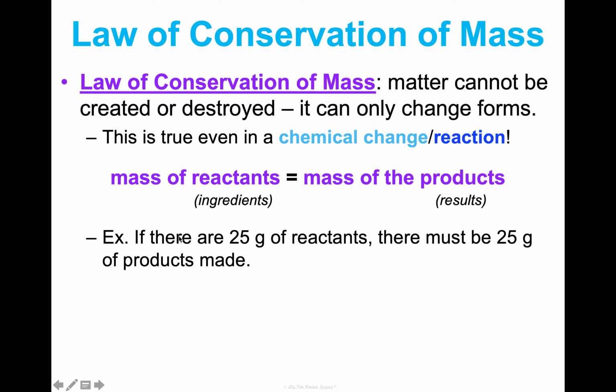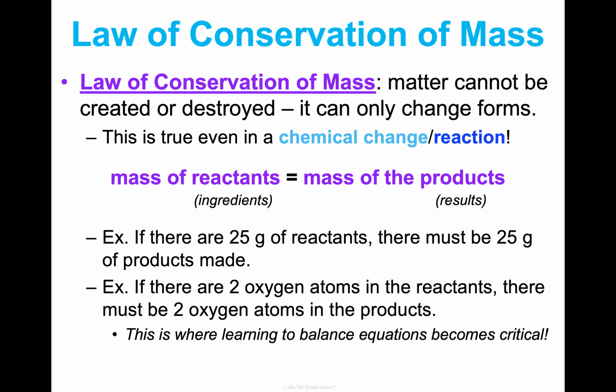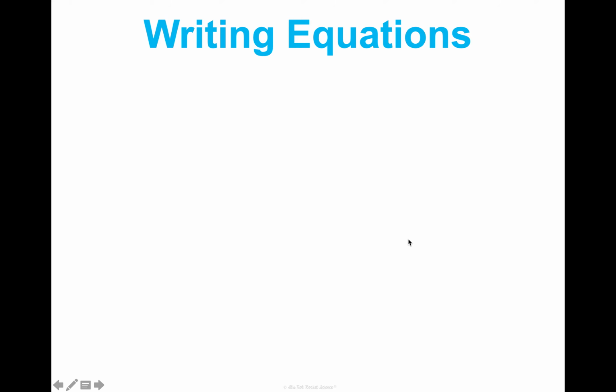So for example, if you have 25 grams total of reactants that you're reacting together, you should end up with 25 grams of products made. Another way of looking at this is if there are 2 oxygen atoms in your reactants, you should see 2 oxygen atoms in the products. And this is where balancing equations become so critical. And that's kind of where we're going to transition for the rest of this concept. So before we do that, we're going to do a little inquiry lab activity in class that I think is going to really help you visualize and understand this. But for the sake of the notes, we're going to keep moving forward in our video.